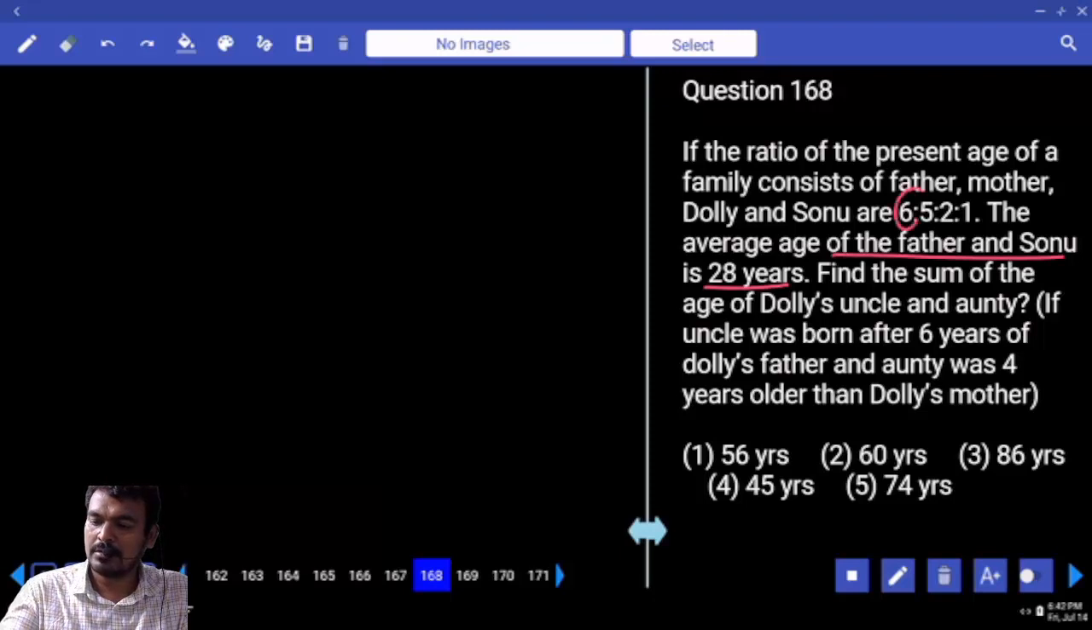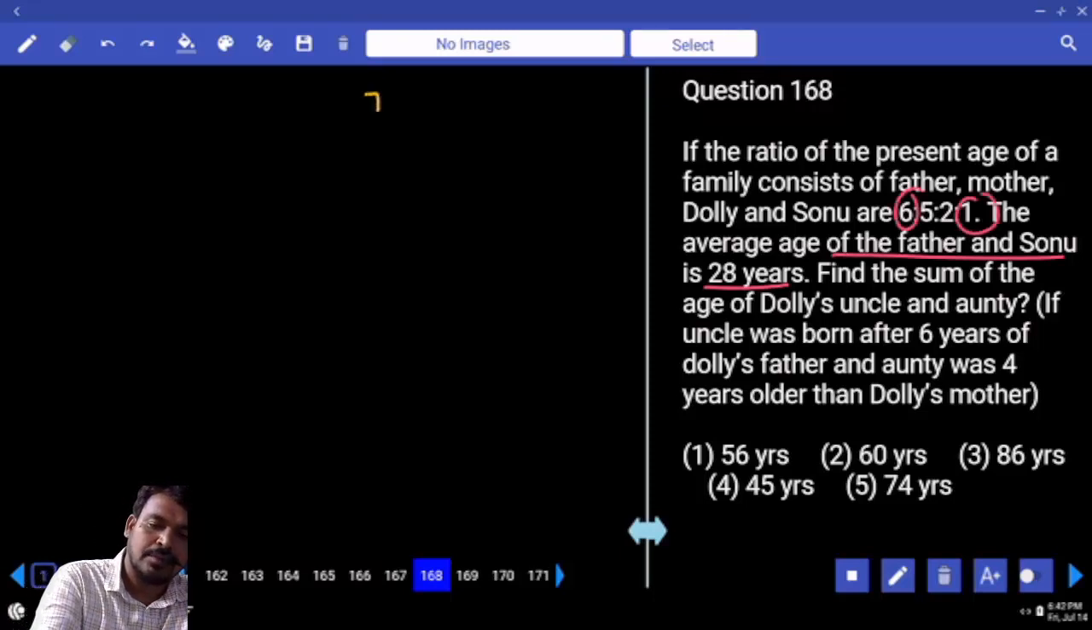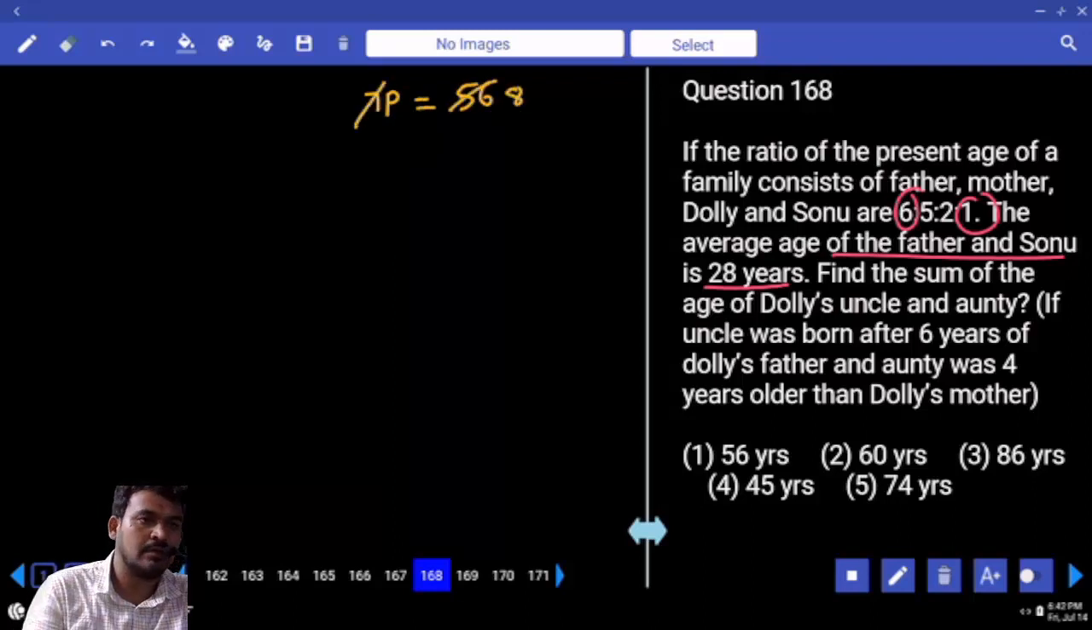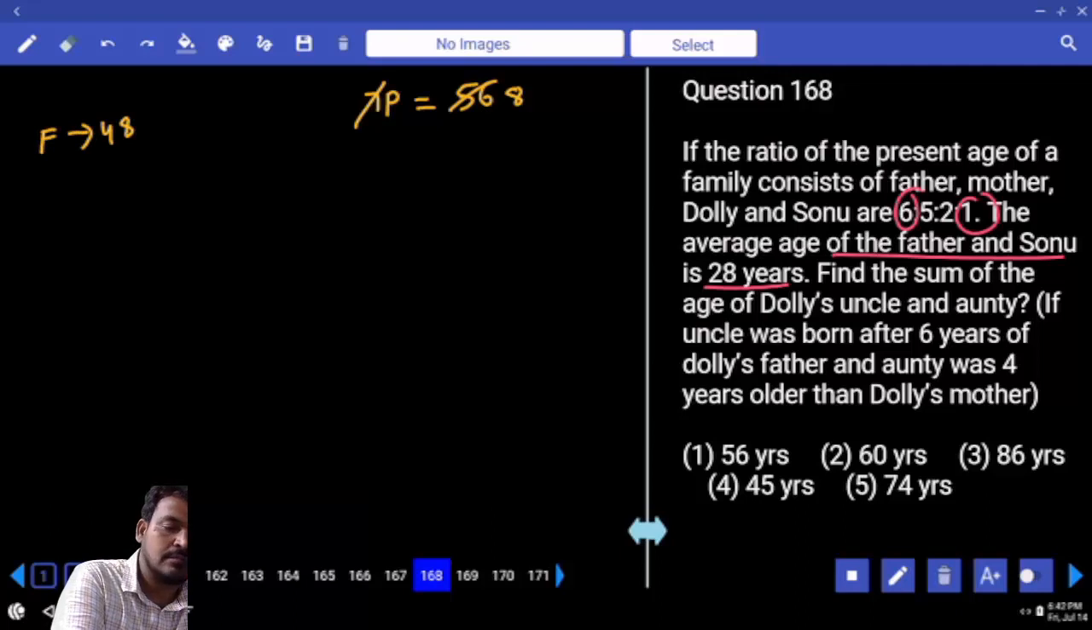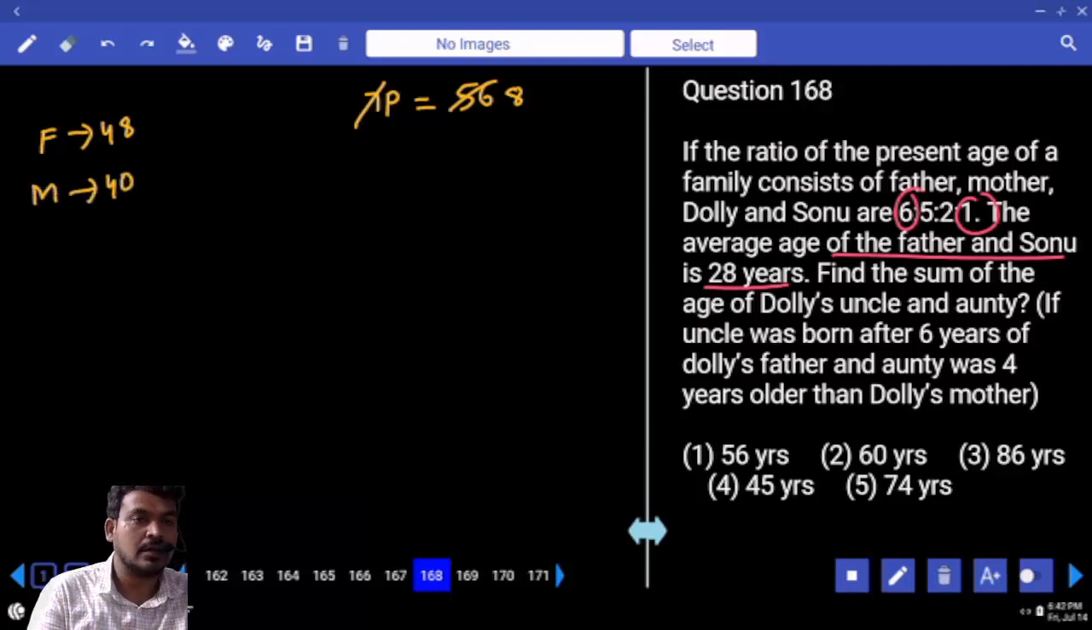Here the average of the father and Sonu is given as 28 years. Father is how many parts? 6 parts. Sonu, 1 part. Total 7 parts. Average is 28, which means the sum will be 56. 7 how many times? 8 times. Every 1 part is 8. Then father will be how many years? 48. Mother will be 40 years old.